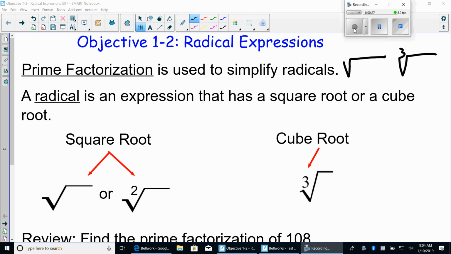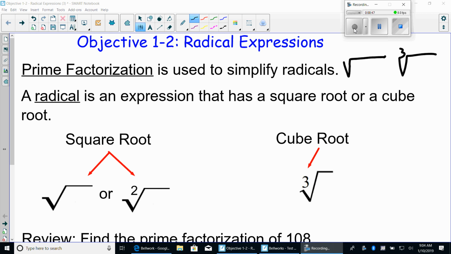Okay? But once you know the process of simplifying, and I might even show you a fourth root or a fifth root or a sixth root, because if you can do square roots, you can do cube roots. And if you can do cube roots, you can do fourth roots. It's all the same process, okay? So a radical is an expression that has a square root or a cube root, okay?